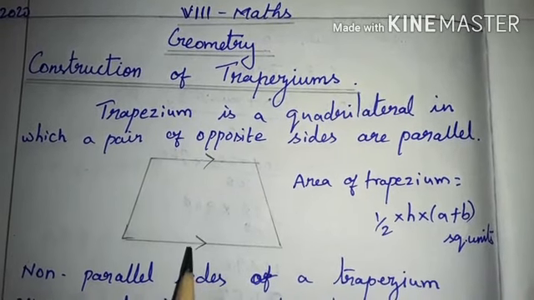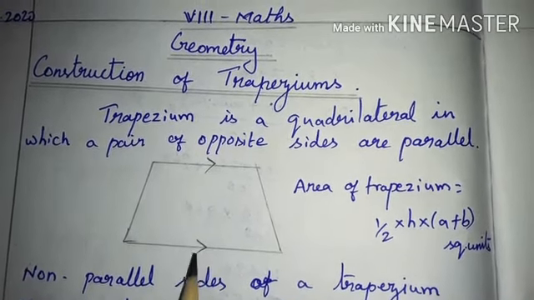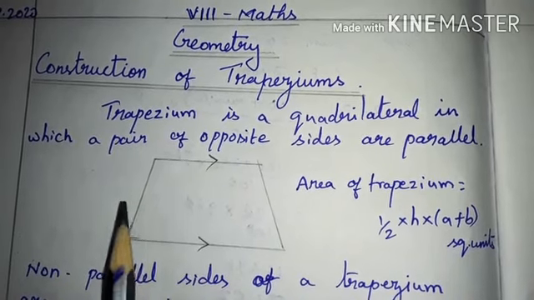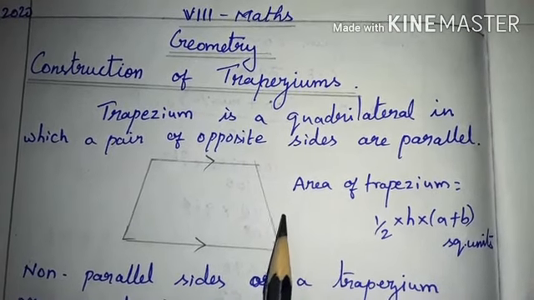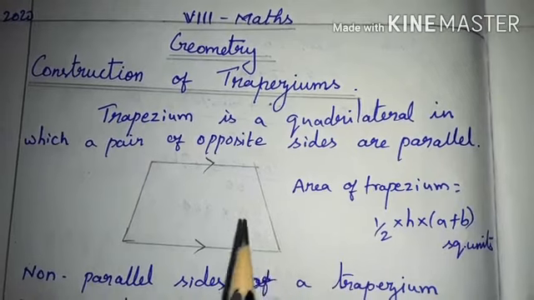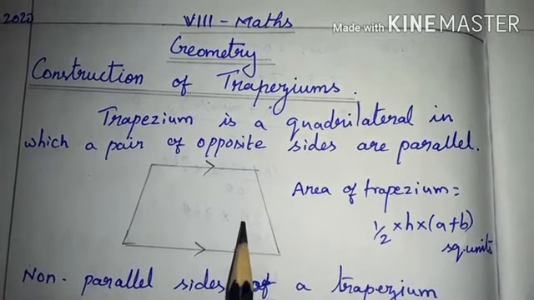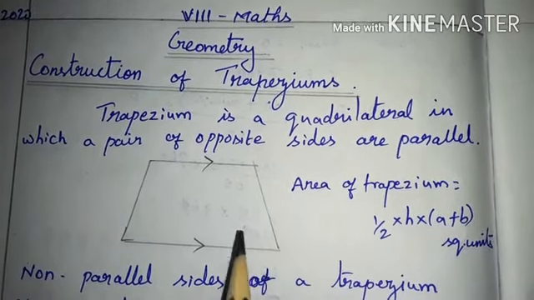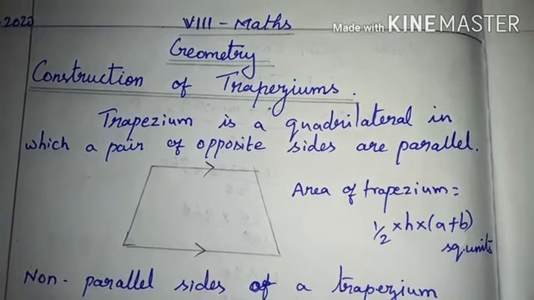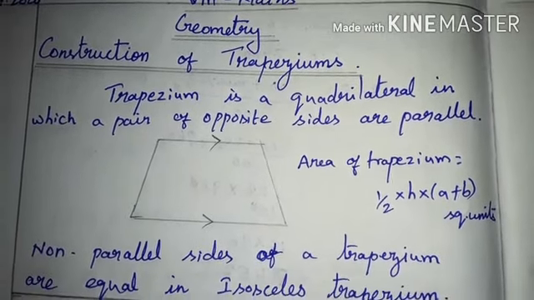Here the pair of opposite sides, that is these two sides, are parallel sides, and we call the other two sides non-parallel sides. If the non-parallel sides of the trapezium are equal in their length, then we call this trapezium an isosceles trapezium.